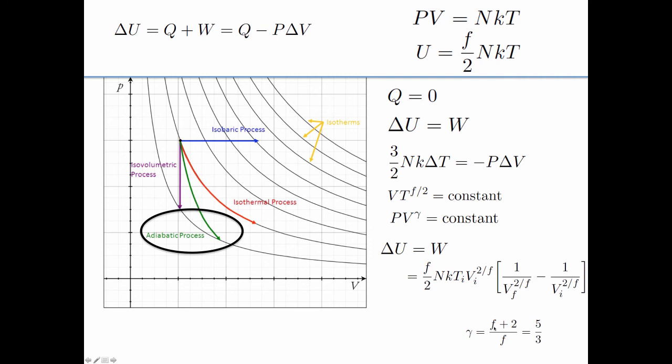So when F is 3, when you've got 3 degrees of freedom, as you do for a gas that's made up of single atoms, then this is equal to 5/3. A lot of this is derived in the textbook. I just wanted to summarize it and put it all in context.